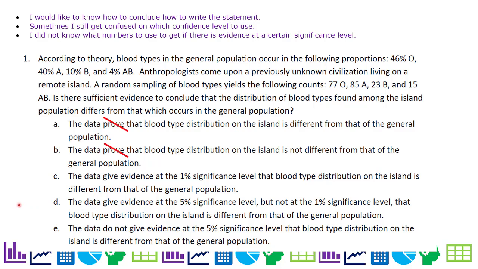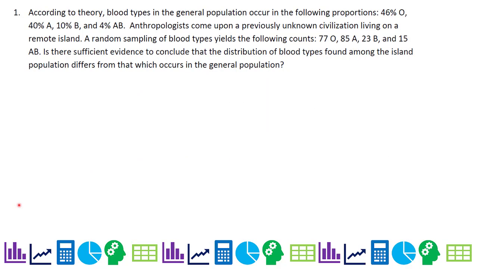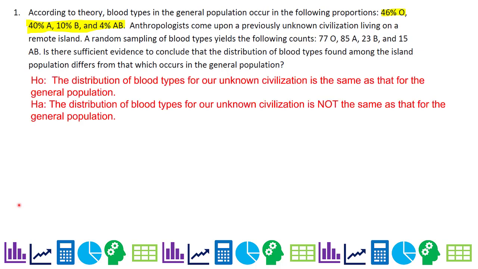So first of all, we can cross off anything that says prove. It's very rare that we prove anything in statistics. That's reserved more for abstract mathematics, geometry, and the like. So again, what is the distribution for our general population? It's 46%, 40%, 10%, and 4%. My null is that the people on the remote island have the same distribution. My alternate is, maybe they don't.